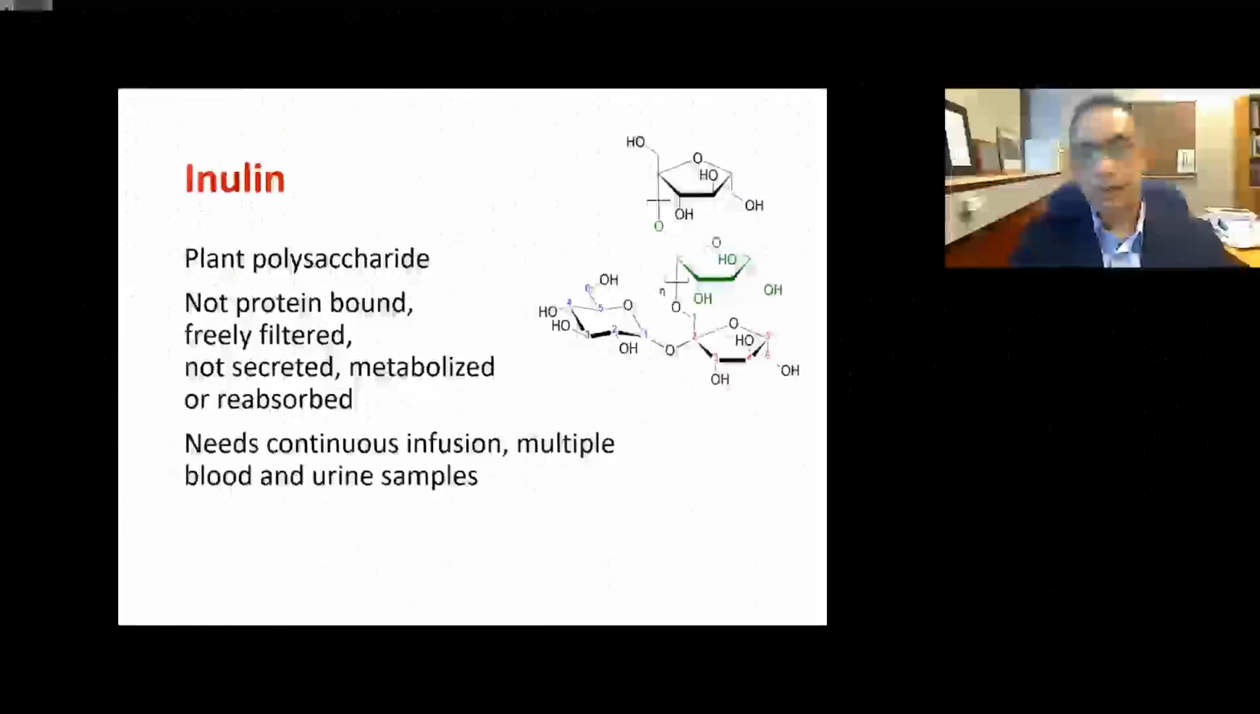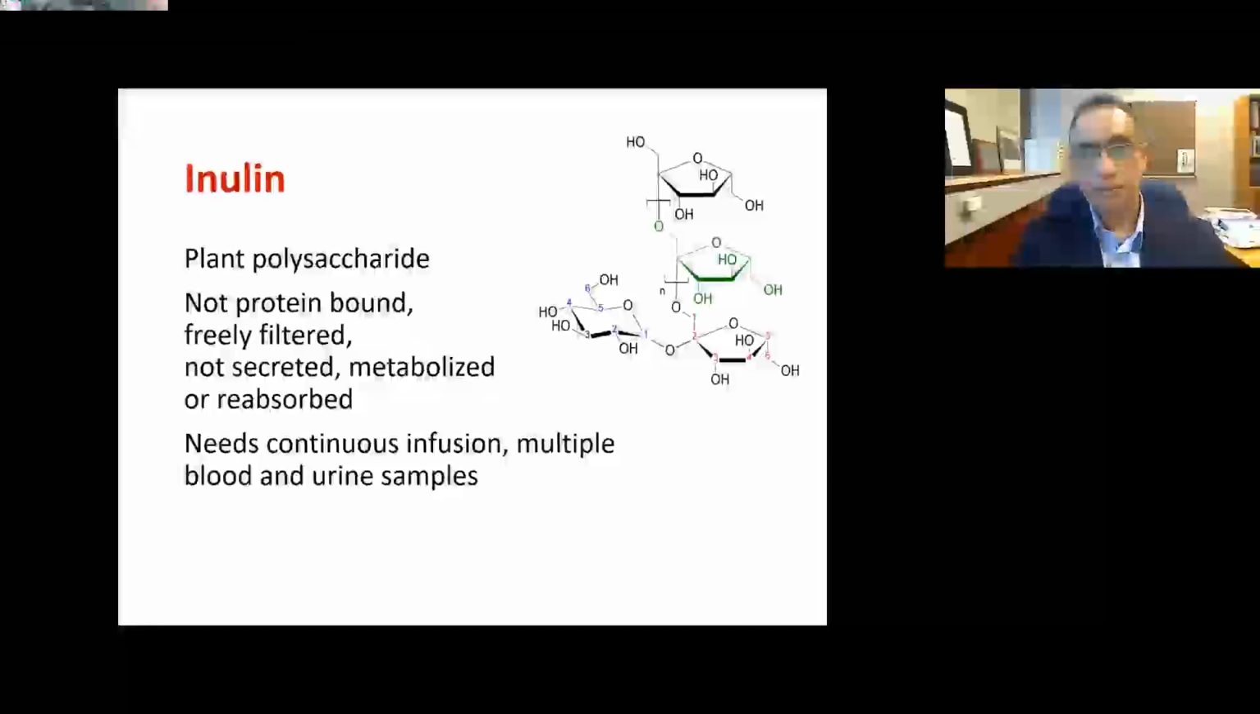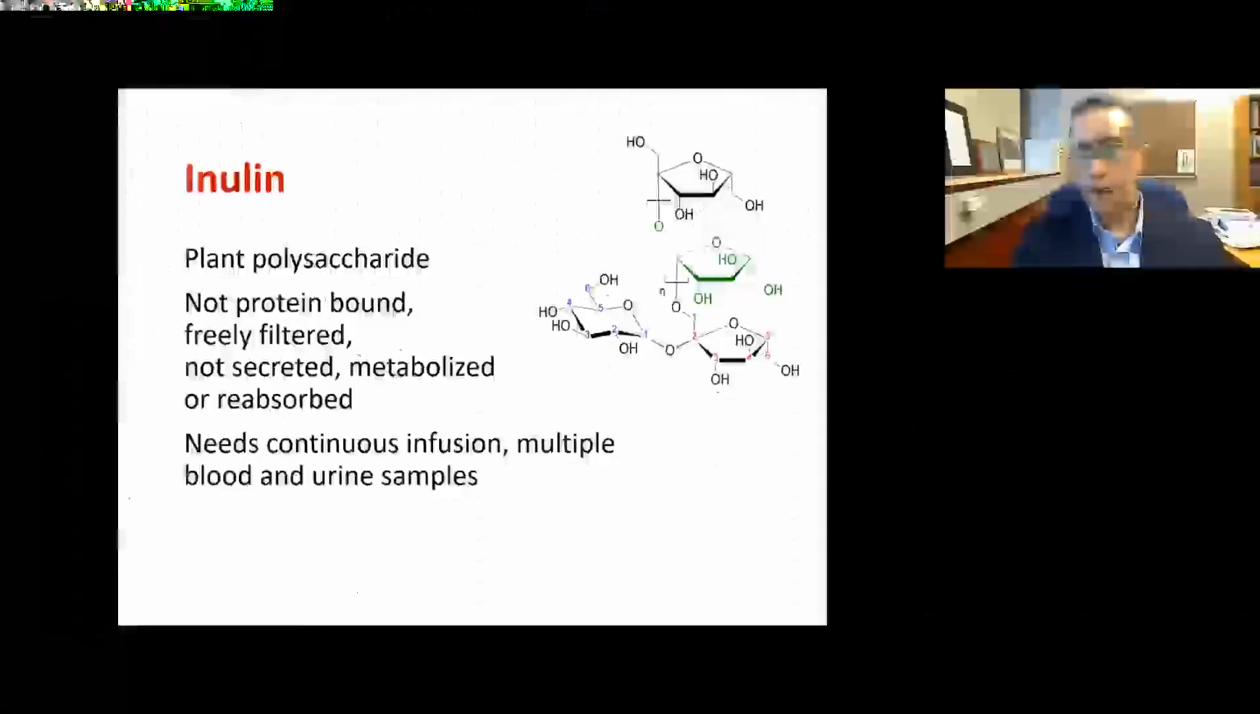Here is a table that compares a few different methods: inulin, iothalamate, which was used for the CKD EPI equations, and then iohexol. And each method has its pros and cons. So you need to be aware of all the details, all the best operating procedures when measuring GFR.